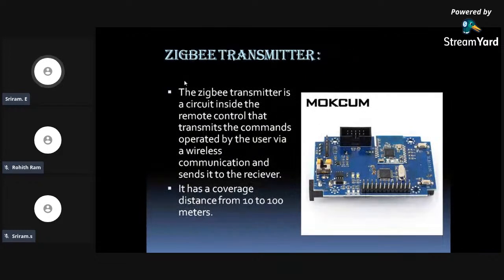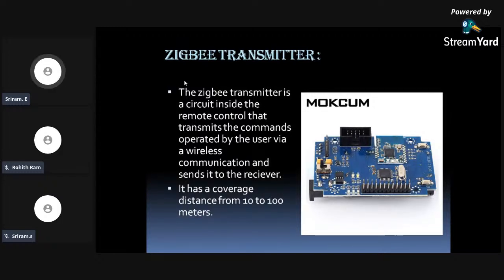The Zigbee transmitter. Whenever you go for automation, you need two things, a transmitter as well as a receiver. You find transmitters and receivers everywhere in your life. When you switch on the TV, your TV remote acts as the transmitter and the TV acts as the receiver. Air conditioners, everything includes this.